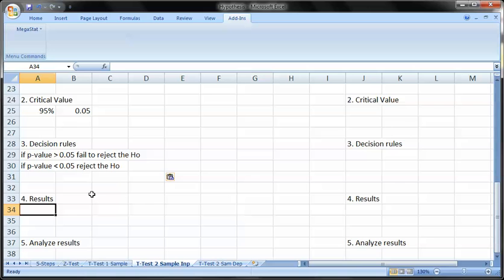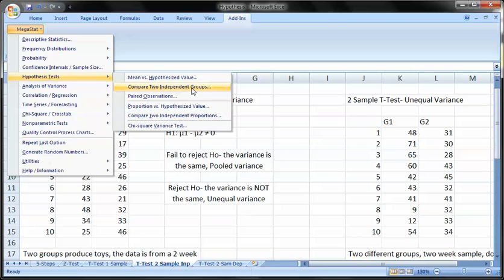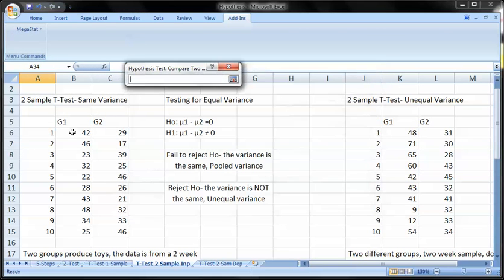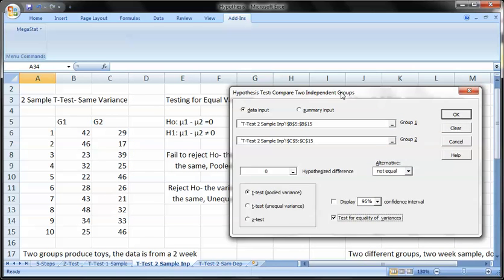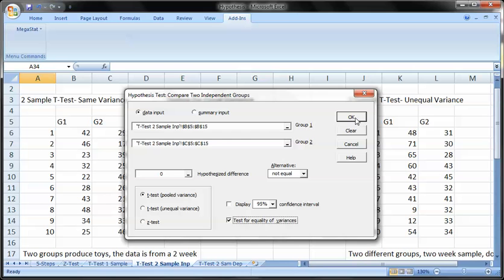Okay, and let's get our results. So my hypothesis test compares independent groups. I'm going to clear everything out here. We have data input, so group number 1. Don't forget to highlight the label. Group number 2. I'm going to start off with the pooled variance, hypothesized difference 0, my alternative not equal, 95%. But then we're also going to be testing for equality of variances. This is very important because that's what gives us the results we need for this section. And we push OK.